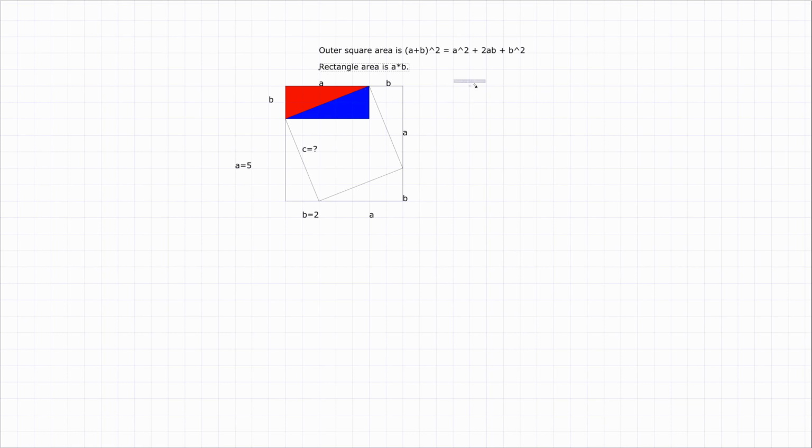So now we have something interesting here, because we know that this red area, I'm going to go ahead and add a note here for that. Red area is 1/2 A times B. Or you can say it's A times B over 2, right?